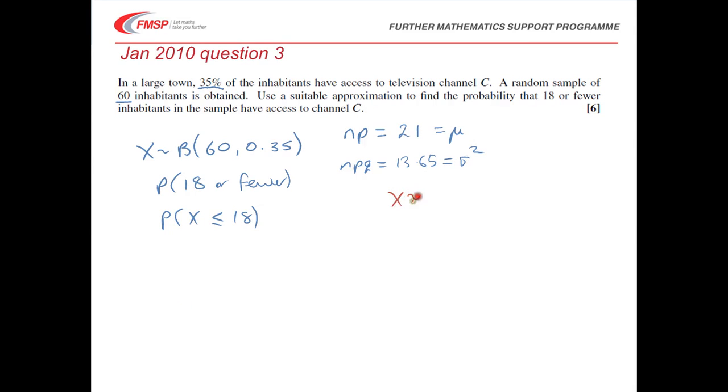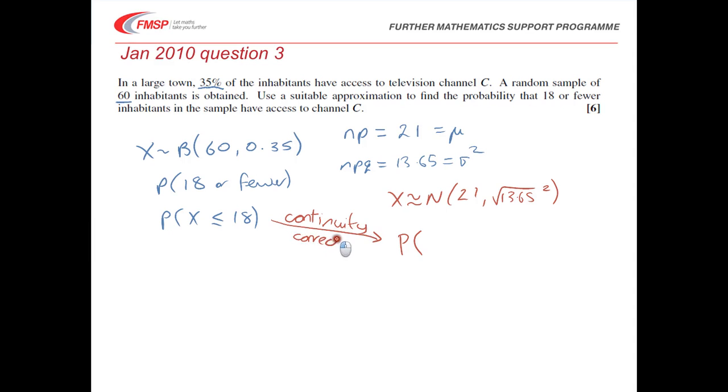Okay, so x can be approximated as a normal distribution, 21, square root of 13.65, squared. I always like to write my normal distribution as something squared. Okay, that's really quite important. Now, what we have to realize is we are going from a discrete to a continuous distribution. So we need to do something called continuity corrections.